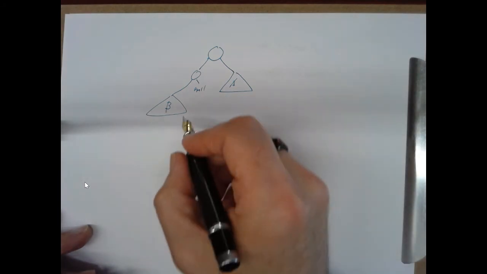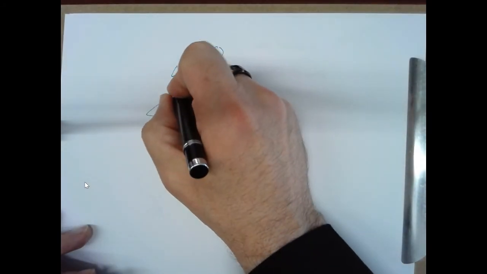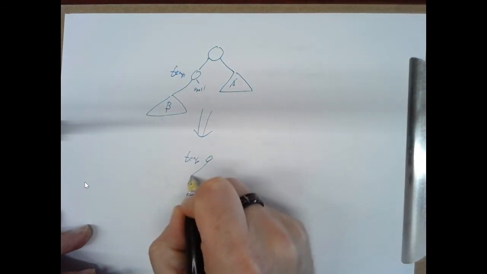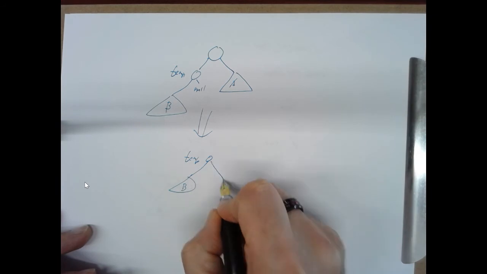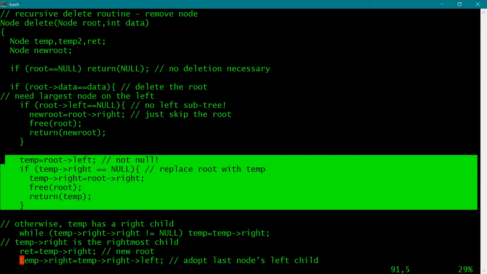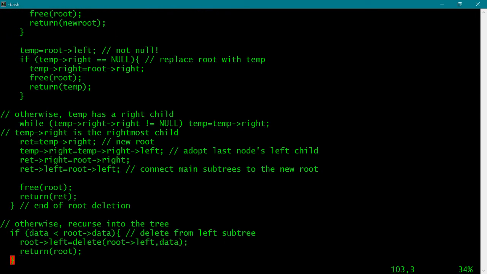And in that case, so this is temp. Temp becomes our root. And we just attach A to the right. So if temp right is null, temp right equals root right, free the root, return temp. Okay, that does that picture that we just saw. Otherwise, we have the general case.